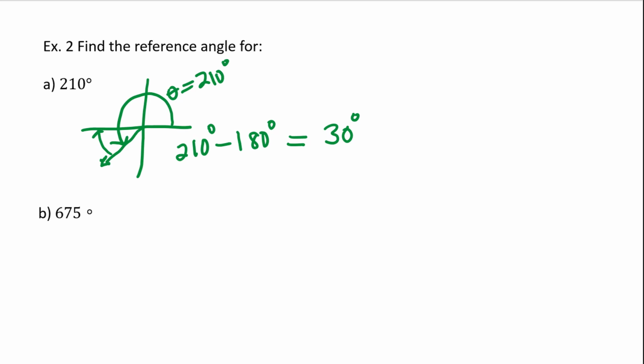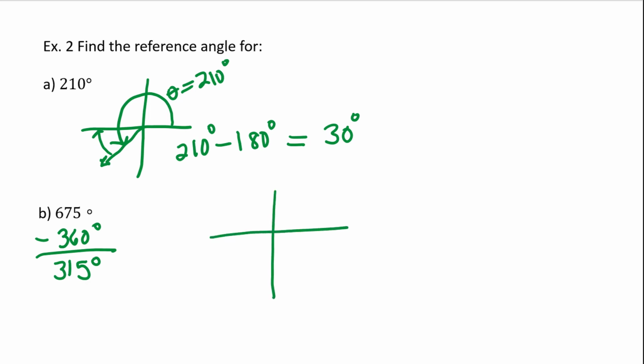Find the reference angle for part B, which is 675 degrees. Let's put it within one circle, so I'll subtract one revolution, that's 360 degrees, and what we'll have left is 315 degrees. 315 degrees is coterminal with 675 degrees.